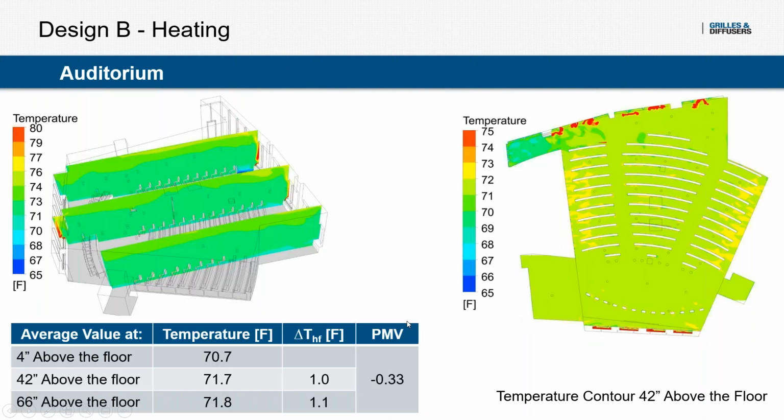So now if we look at heating, a few things I want to point out. First of all, we're still getting comfortable conditions. We're actually overheating just by a little bit. Our set point is about 70 degrees.